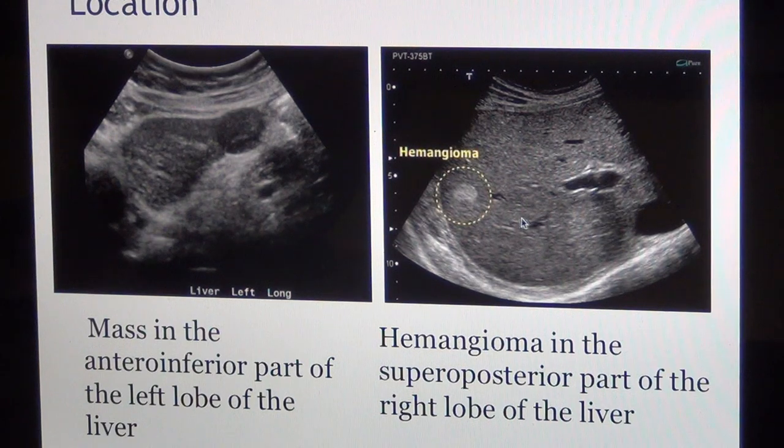So now here, where is it located? This is a hemangioma in the supero-posterior part of the right lobe of the liver. So this is an oblique view. This is anterior, and this is superior, this is posterior, and this is inferior. Here there is a hemangioma-like structure which is located in the right lobe close to the dome of the diaphragm. So you can see where it is located. It is the most peripheral pathology seen over here. Okay, go to the next one.